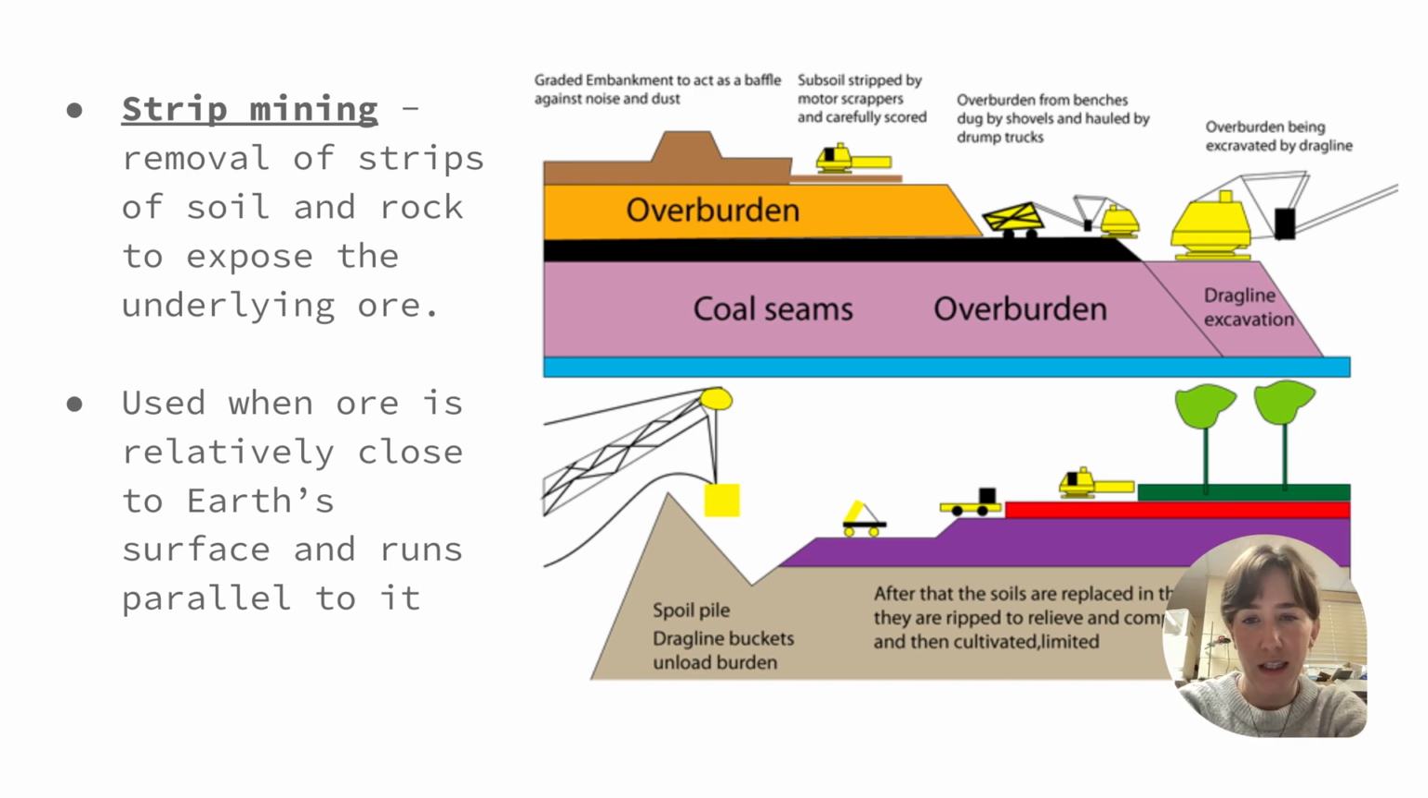If the ore that you're trying to get to is relatively close to the surface and is kind of running alongside or parallel to the Earth's surface, then you can use strip mining, which again is what it sounds like. You're removing big strips of soil, of that overburden, the soil and rock layer that is on top of the ore, and getting that ore out from that. Most of the time, they're going to put all of the overburden, the spoils that come from the overburden, off to the side and then replace it afterwards in what's called mine reclamation.